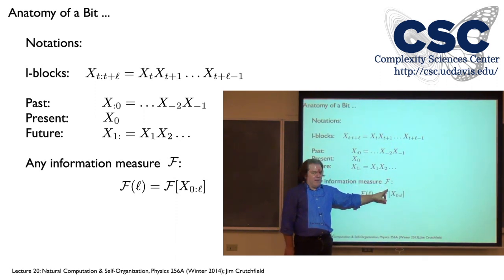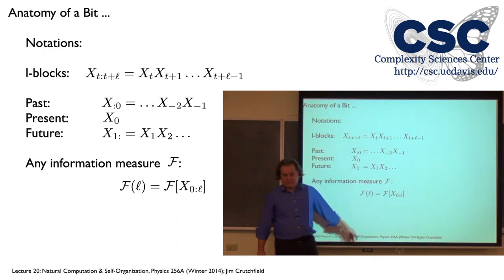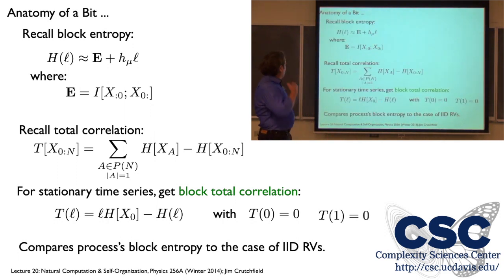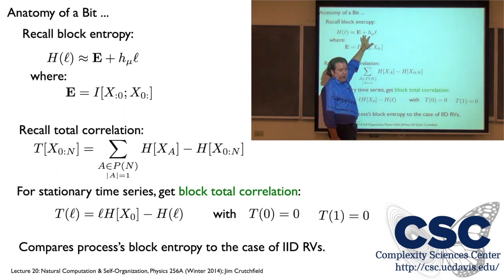I'm going to apply that measure to length L blocks, and then I'm just going to write that as a function, just like we did with h of L for the block entropy. Just think of it as a function of length. Okay. So, recall that the block entropy has this linear asymptote with excess entropy plus h mu, the slope, times L. And here in our new notation, the excess entropy E is the mutual information between the past and the future.